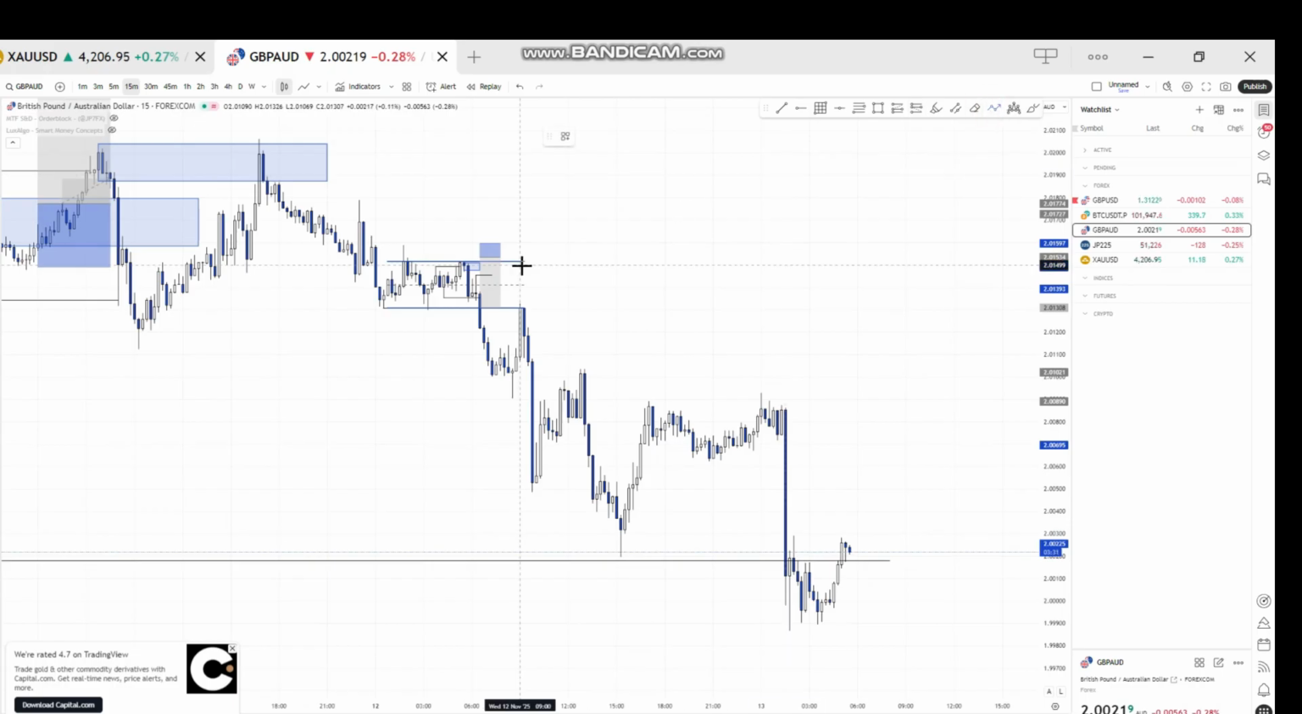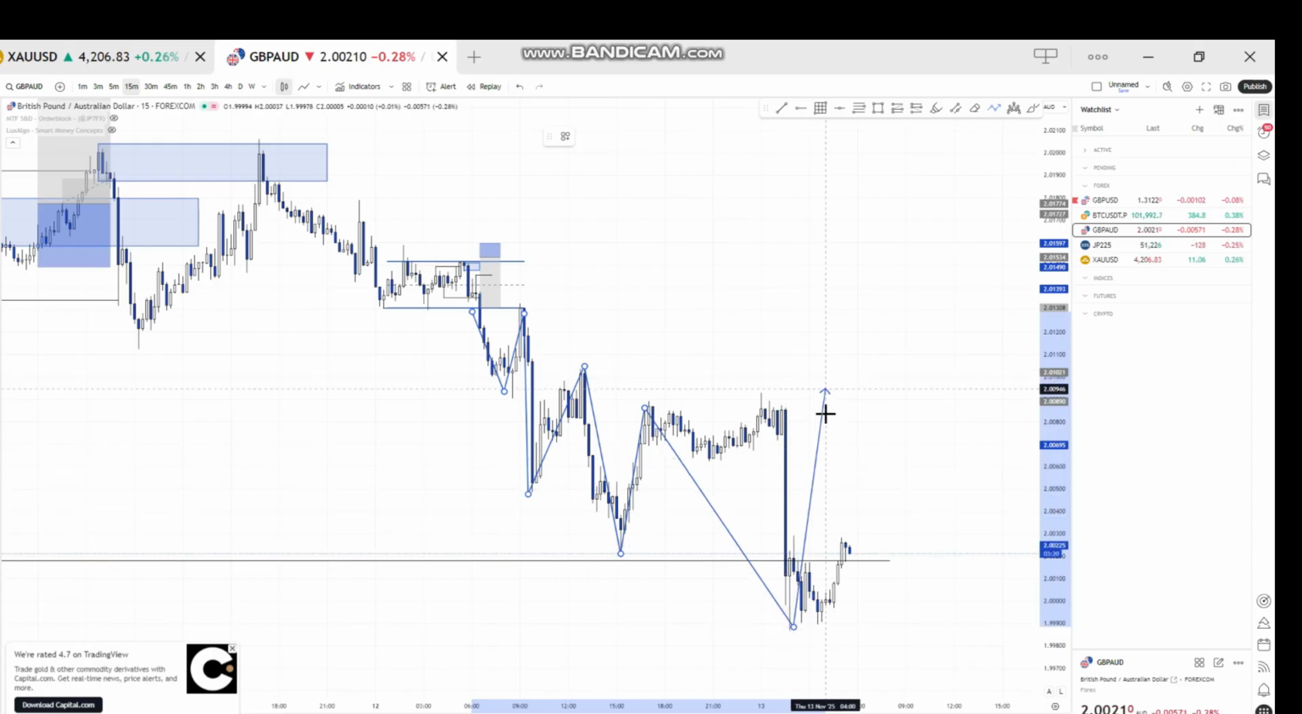So at this point, anything this pair gives me, I take it. I don't know the trend. I'll just stay on lower time frames and trade whatever it gives me because I'm not really sure at this point anymore. So that's that.